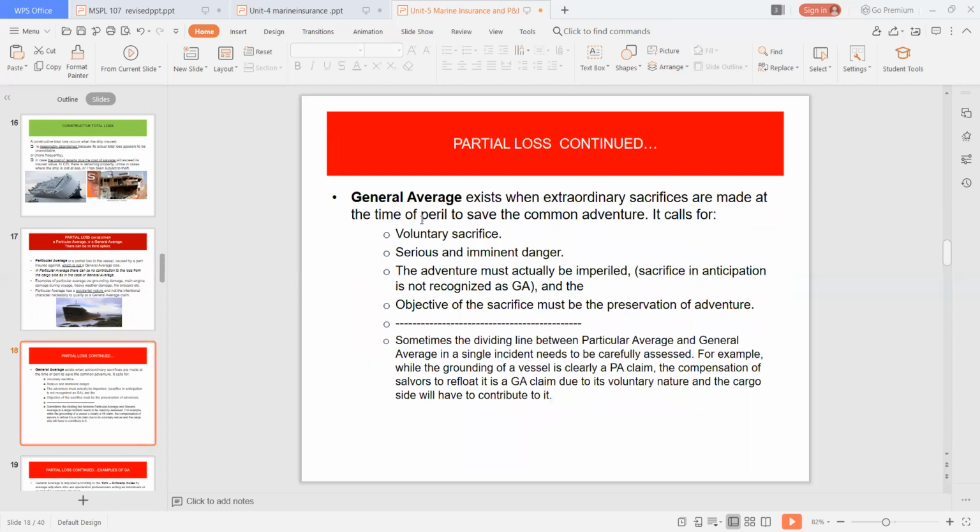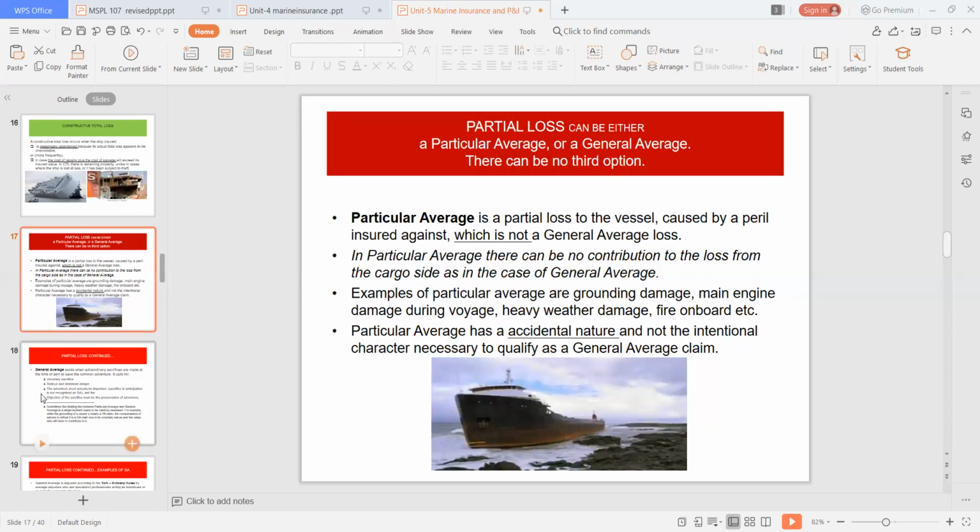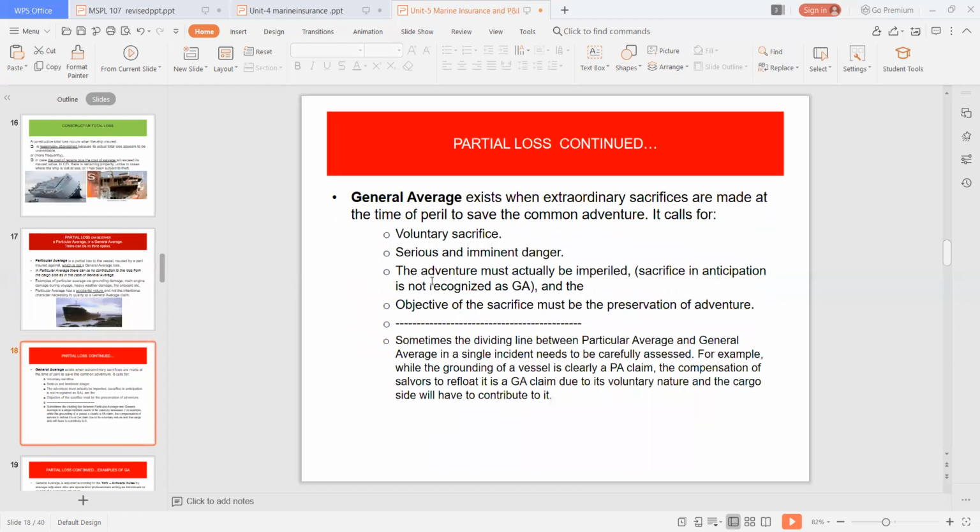So general average, we discuss about particular average and general average. General average exists when extraordinary sacrifices are made at the time of peril to save the common adventure. It calls for a voluntary sacrifice, serious and imminent danger. The adventure must be actually imperiled. Sacrifice in anticipation is not recognized as general average.